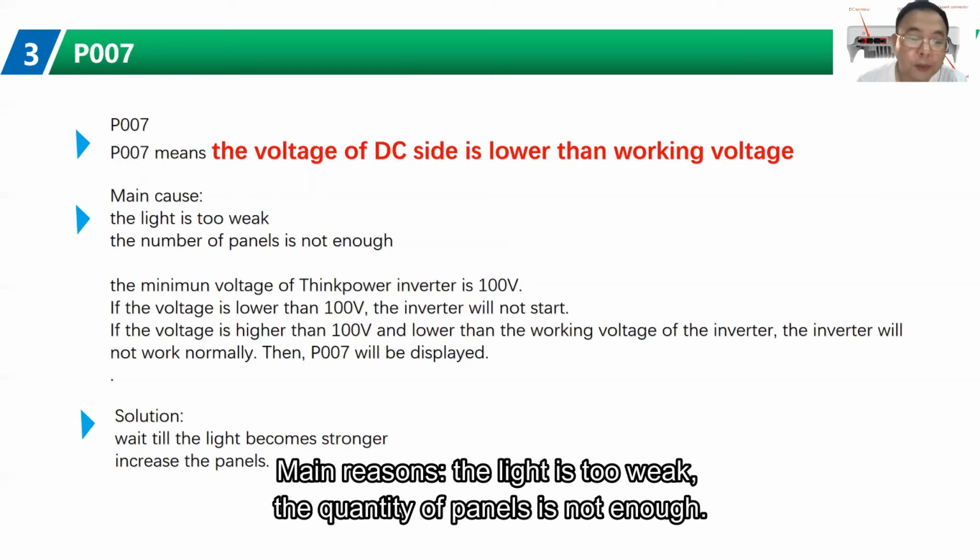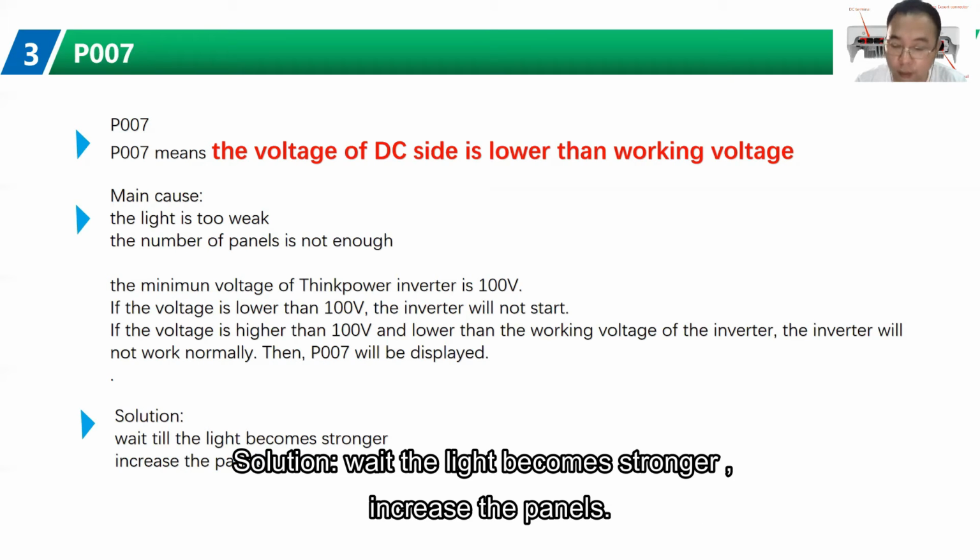Main reason for P007? Okay, we know that. The light is too weak, so we have to wait for the light to become stronger, or we have to increase the panels.